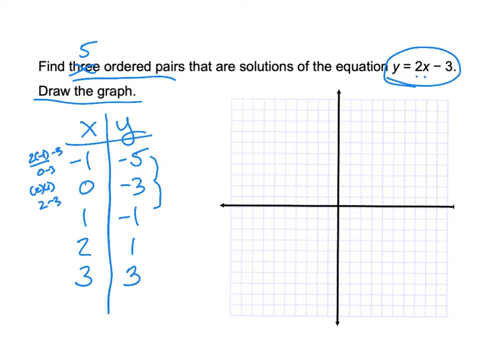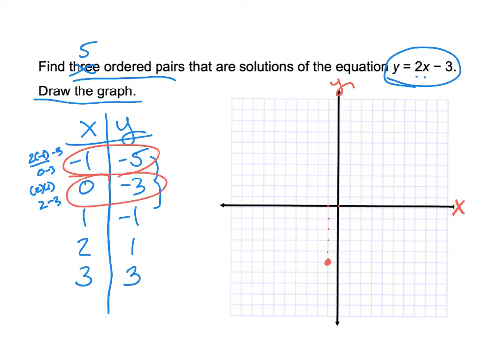Now, let's go ahead and graph them. We have our x-axis that goes across and our y-axis that goes up and down. So I'm going to do this first ordered pair. I'm going to start at 0, go to -1, and then -5. 1, 2, 3, 4, 5. Here's my first point on my graph.